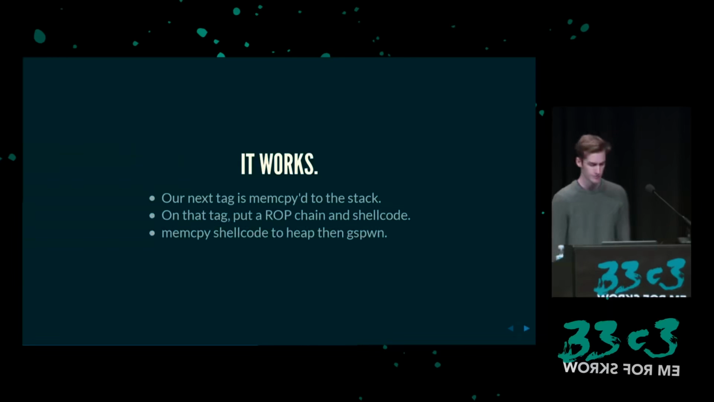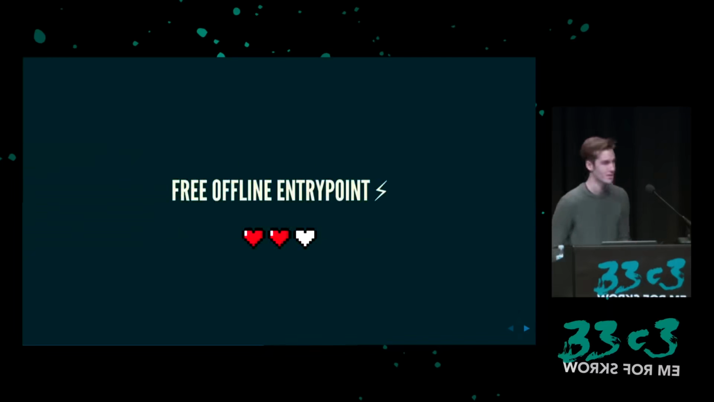And then from there, we're done because we can just do a little ROP chain where we memcopy the shellcode to the heap and then use an existing exploit, gspwn, which has been around for a long time, to overwrite the text section and jump there. So there's the first hax.